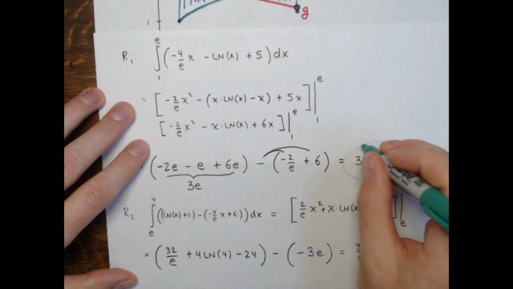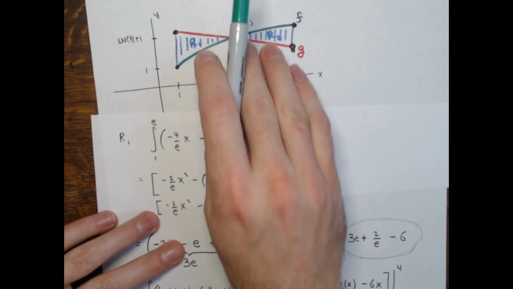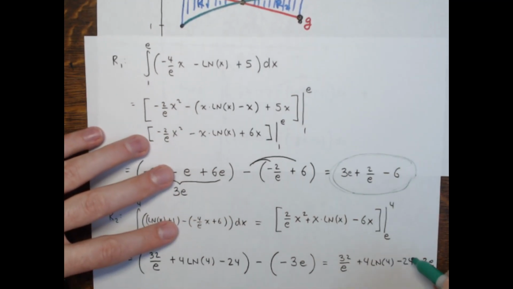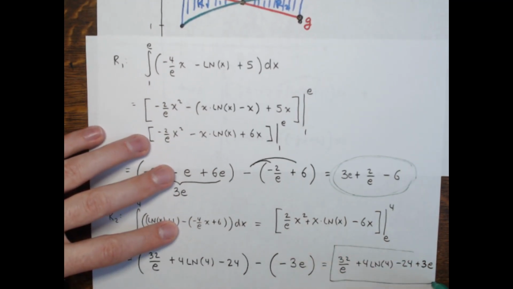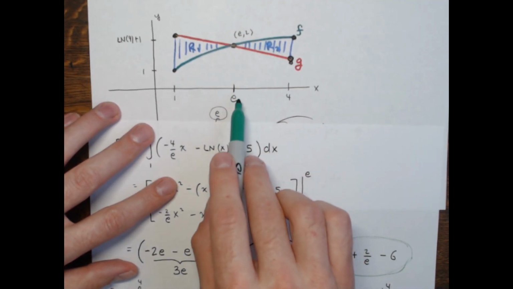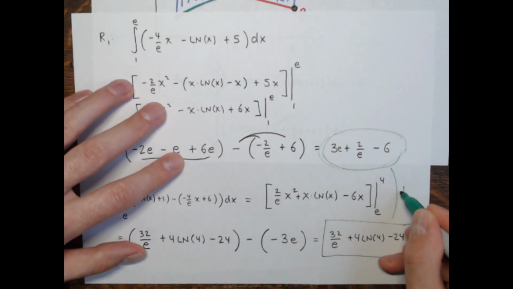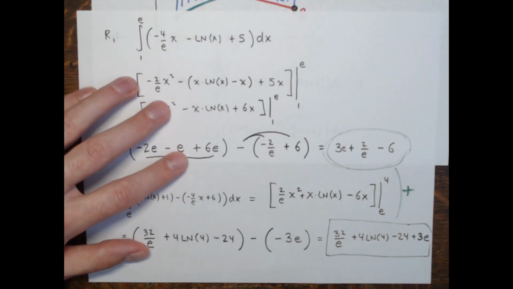This earlier was the area of the first region from when I was integrating from 1 to e. And then this here is the integral that sets up the area of this region from e to 4. So I need to put these together. We're going to add these, right? So we'll put a plus sign here.